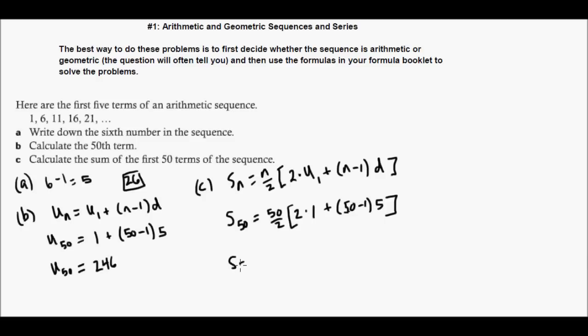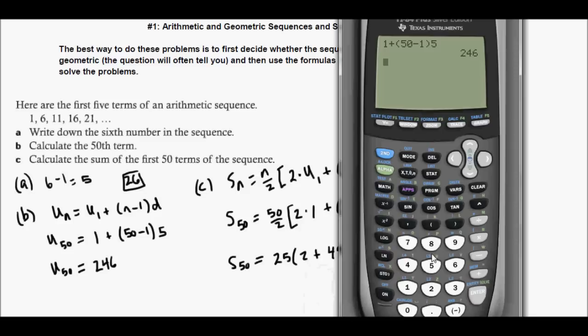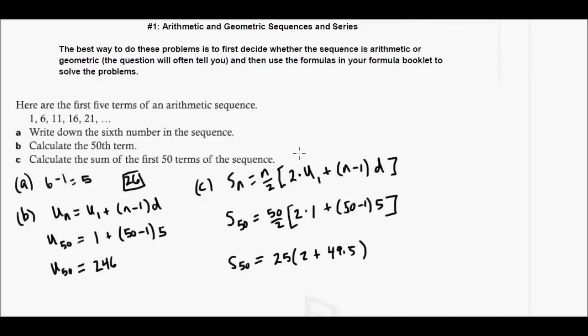The sum of the first 50 terms, so 50 divided by 2 is 25, times 2 plus 49 times 5. Let's break out the calculator again, and we'll do 25 times 2 plus 49 times 5. And what do we get there? We get 6,175. It gets pretty big pretty fast. So the sum of the first 50 terms is 6,175. That's a pretty straightforward one, but that's often like a paper 1 problem that you would see. Let's move on to a geometric sequence one.